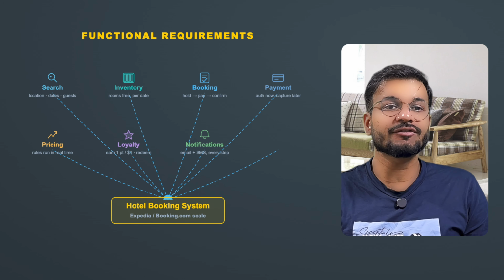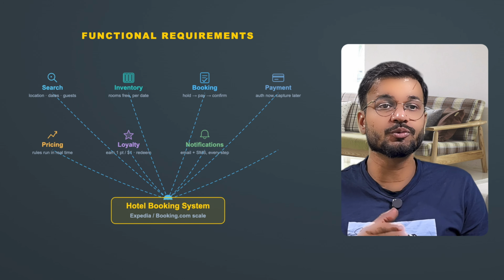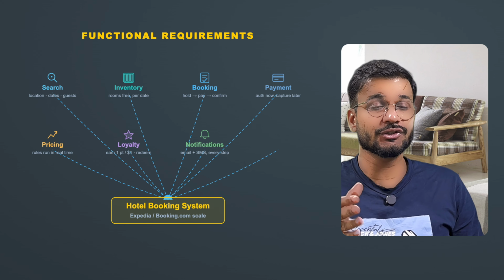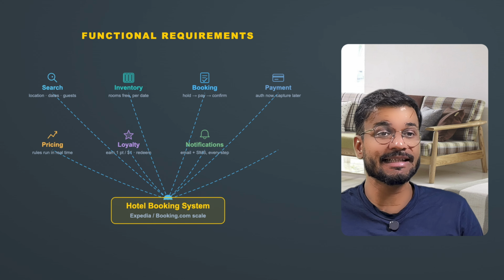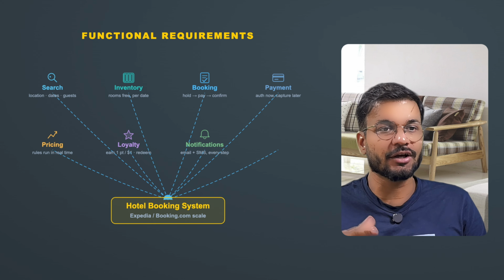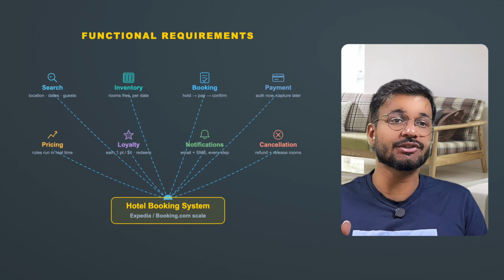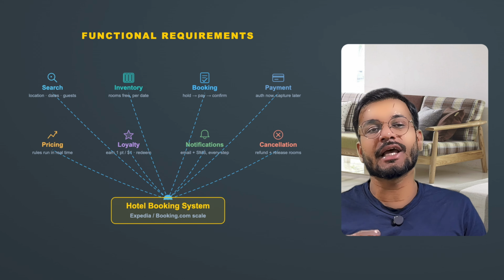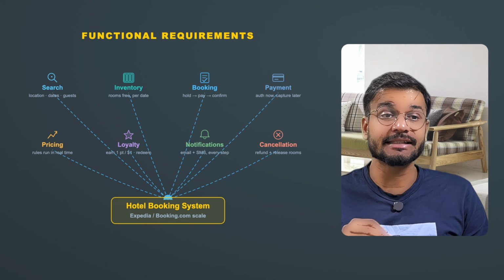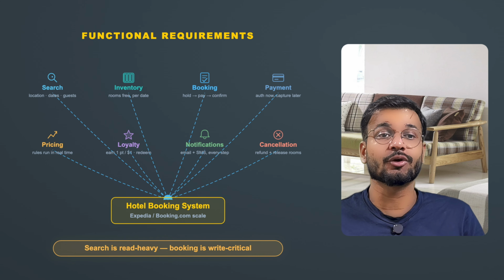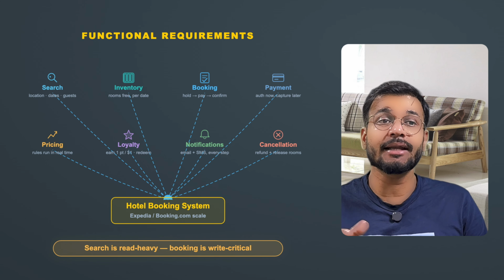So to summarize the functional requirements: hotel and room search with geo and filters, real-time room availability check, temporary hold on booking confirmation, payment authorization and capture, cancellations and refund flow, dynamic pricing engine, loyalty points accumulation and redemption, and the notification. Now let's talk about the non-negotiables.